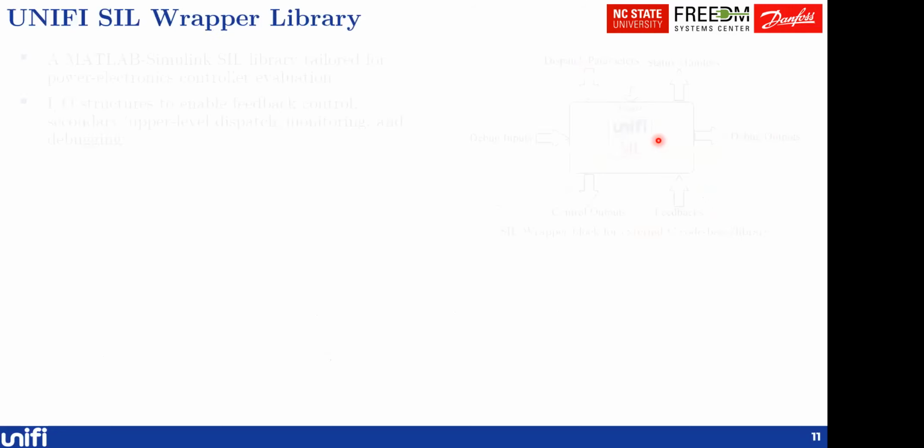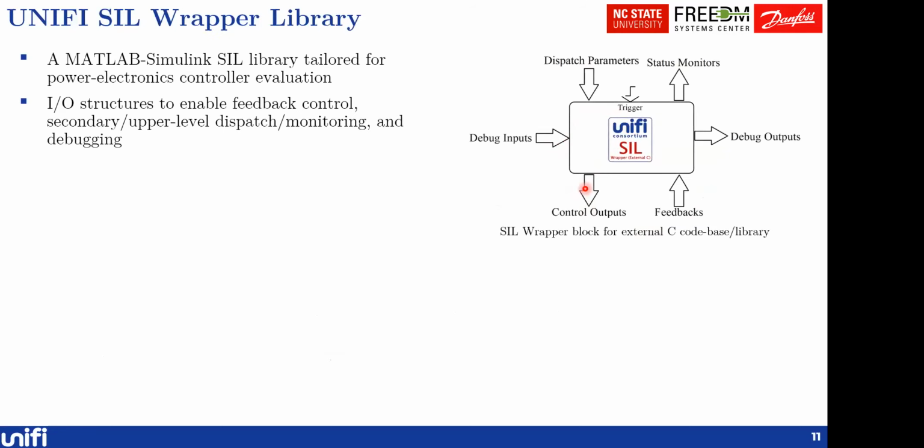So the library that we created has those options. You have the control output and feedback structures. You also have the dispatch parameter and the status monitor structures. At the same time, when you are doing this test, you also need an option to debug. So that's why we also added debug input and debug output structures, which you can use to probe into what is going on in your control software when your system runs.